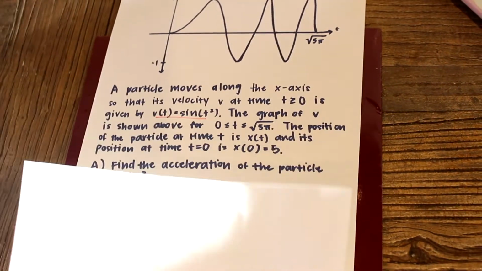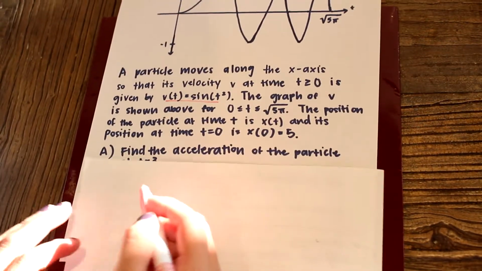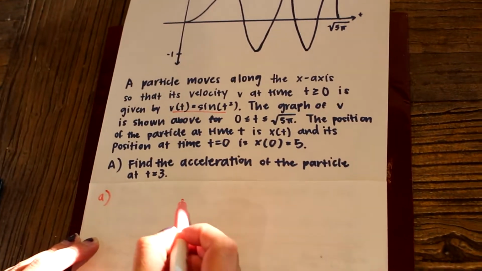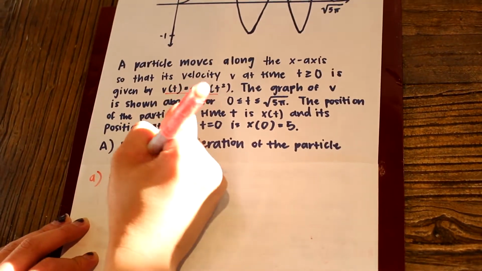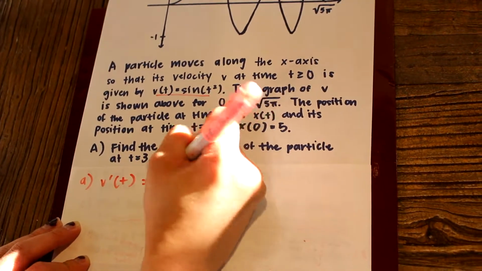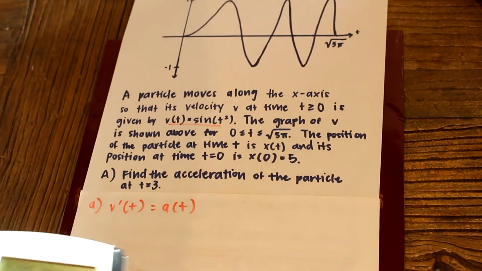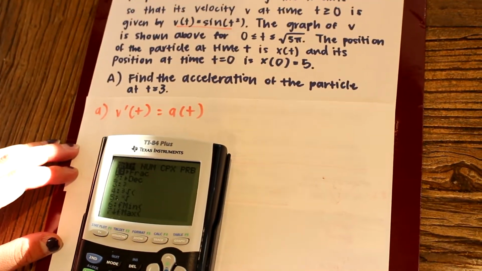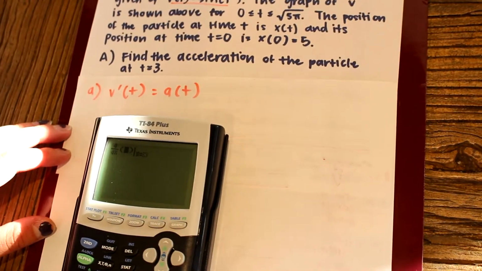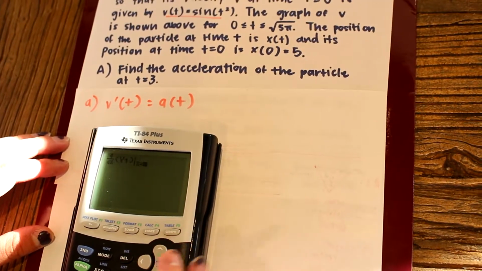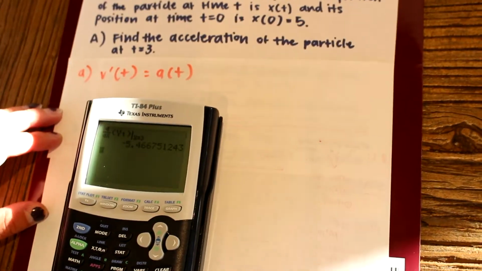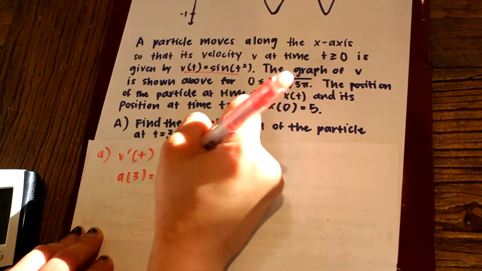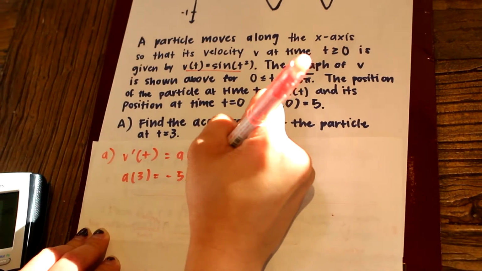So part A asks to find the acceleration of the particle at t equals 3. Since they give you the velocity, the acceleration is the derivative of the velocity, and you can plug into the calculator to find the acceleration. I plugged in the function already. To find the derivative, just plug it in at x equals 3. So the answer would be a of 3 equals negative 5.467.